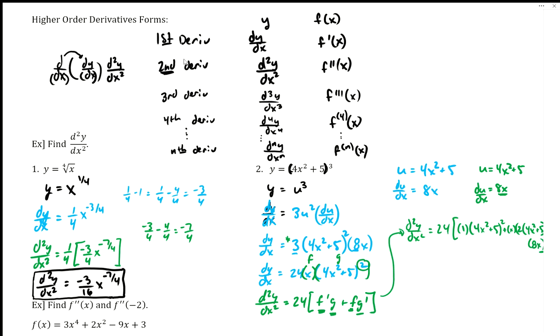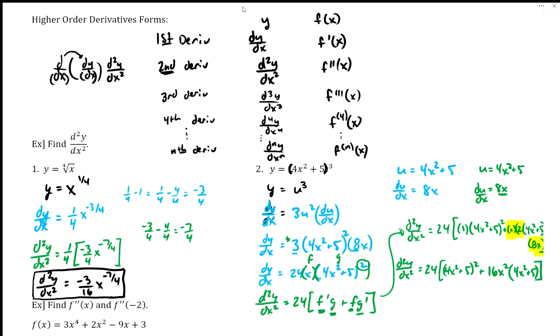Okay, and then now we're just going to clean this up. So I've got d²y/dx², the 24 bracket. 1 times the (4x² + 5)² would just be (4x² + 5)² still. And then plus, on the right side of the plus sign, we do have a 2 and an 8. That would become 16. We also have an x and an x, which would become x². So we have plus 16x², and then in parentheses, the 4x² + 5, and then a bracket. Okay, so that's our second derivative.